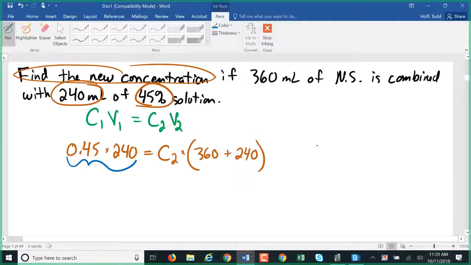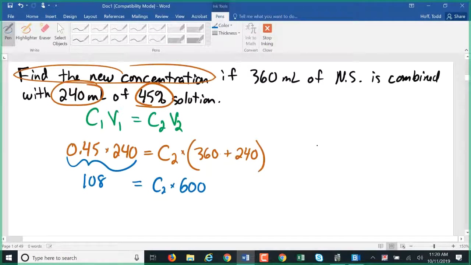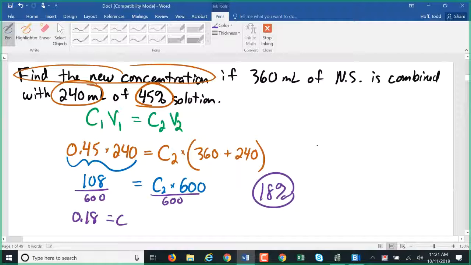0.45 times 240 is 108. This will be C2 times 600. And now to solve, we divide by 600. So 108 divided by 600 is 0.18. 0.18 is the new concentration, which is 18%. Questions there?